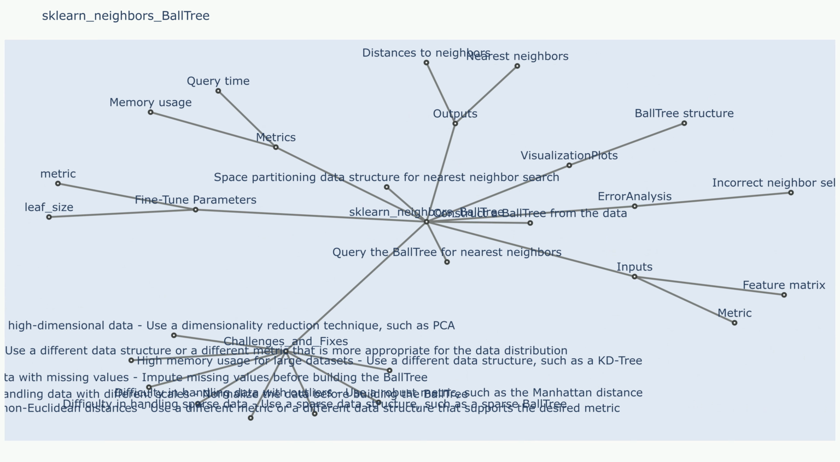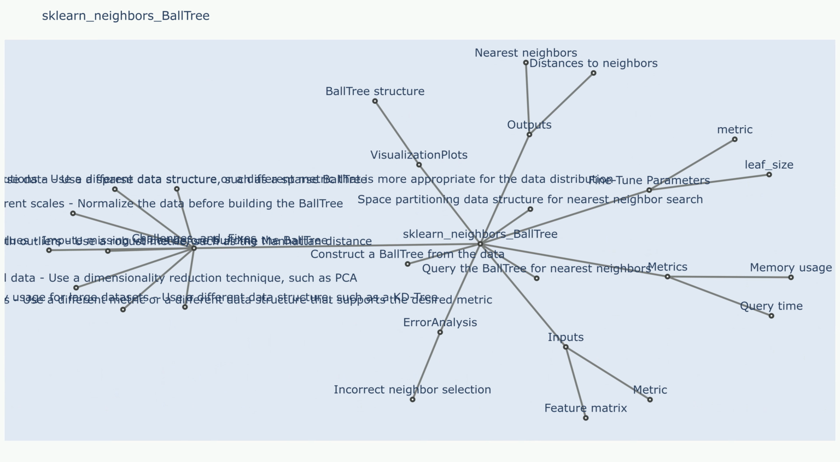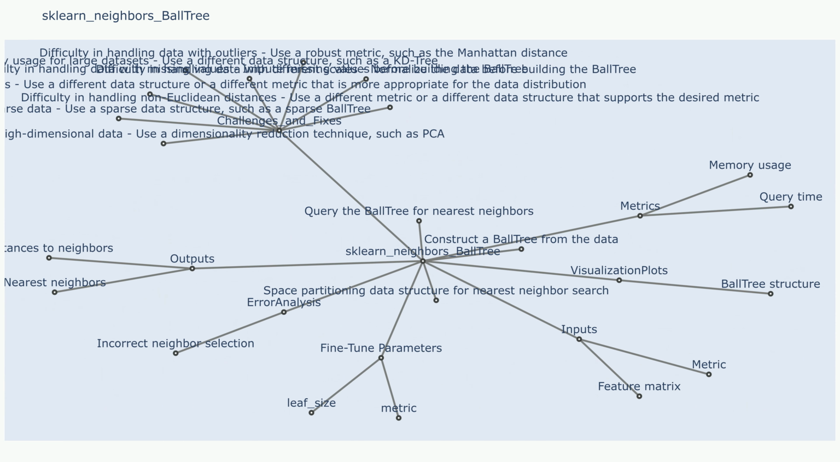Fixes to challenge 1. Dimensionality reduction techniques like principal component analysis (PCA) or feature selection can reduce the number of features, making the ball tree more efficient. Approximate nearest neighbor search algorithms like KD-tree or random projection can be used to find approximate nearest neighbors, which can be faster for high-dimensional data.